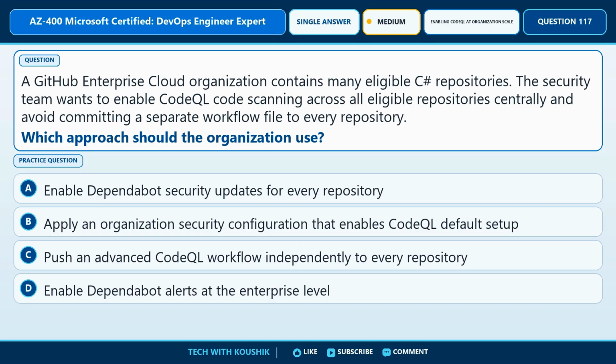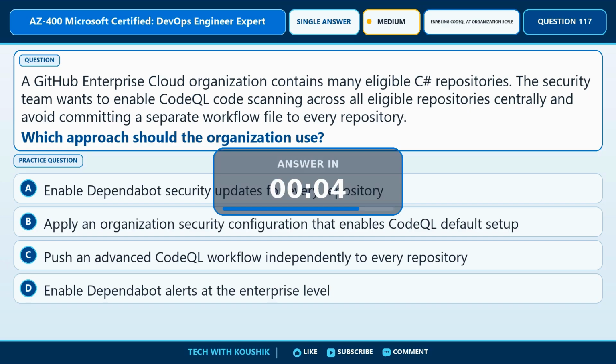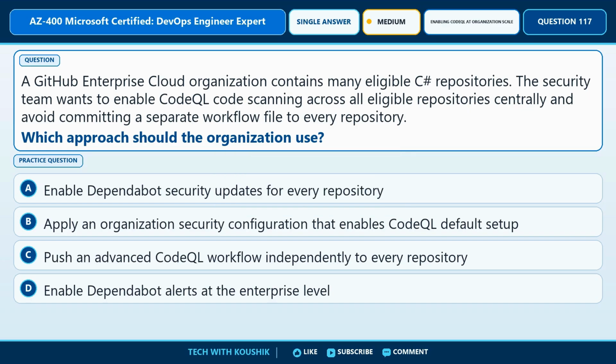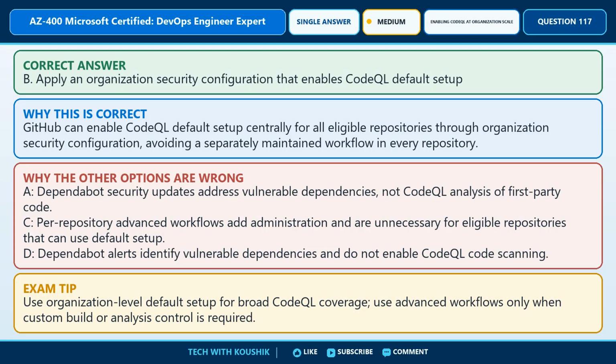Option C. Push an advanced CodeQL workflow independently to every repository. Option D. Enable Dependabot alerts at the enterprise level. The correct answer is option B. Apply an organization security configuration that enables CodeQL default setup. Here's why. GitHub can enable CodeQL default setup centrally for all eligible repositories through organization security configuration, avoiding a separately maintained workflow in every repository.